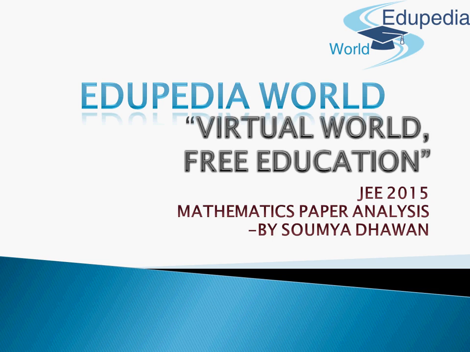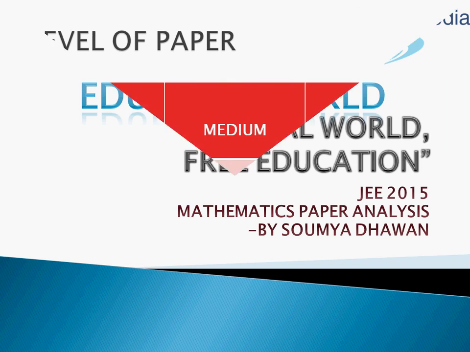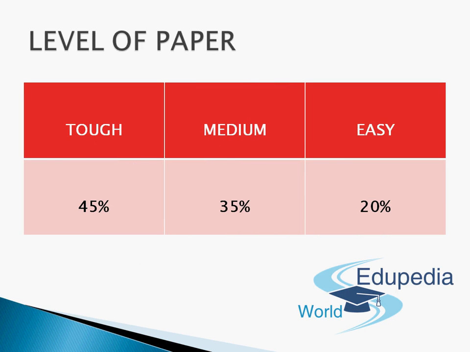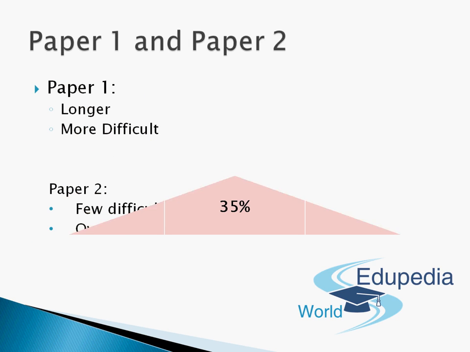In this video, I will be analyzing the 2015 JEE Advanced Mathematics paper. The overall level of the paper would be characterized as difficult because 45% of the questions were tough, 35% of questions were of moderate difficulty, and 20% were easy questions. Now typically the combination of moderate difficulty and easy questions hovers around 65%, but in this case it was only 55%. So it was a tougher paper than average. It was definitely a tougher paper than JEE 2014.